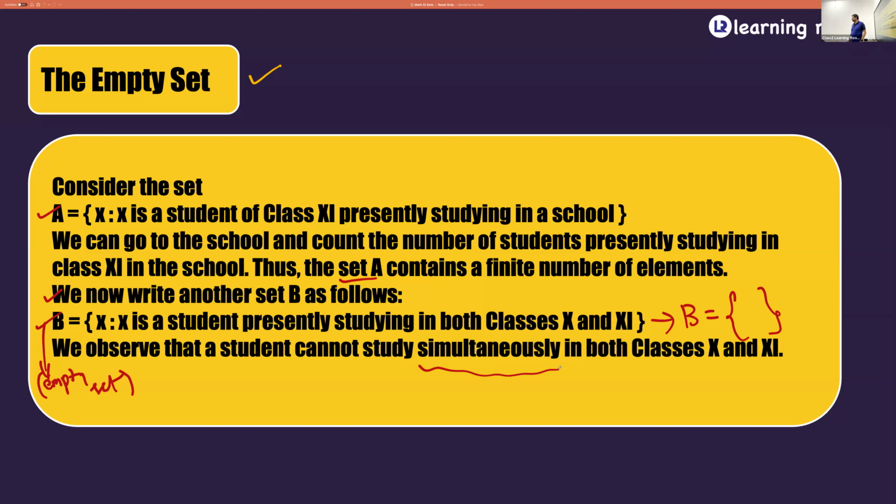Simultaneously, they cannot study. So in the same academic year, one cannot be in 10th grade and 11th grade in the same institute. That is the reason why this kind of condition is not possible. So if you ask me to write it in roster form, I cannot write it because I don't have elements in it. So it's an empty set.